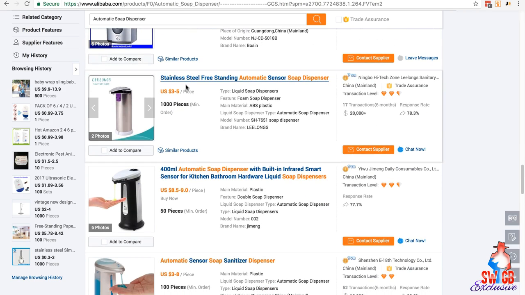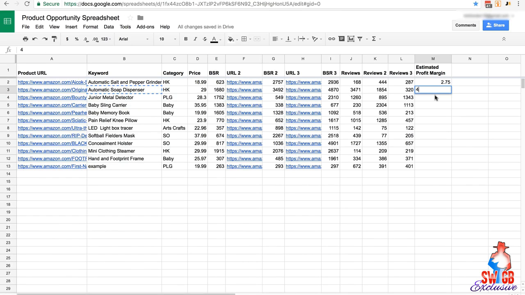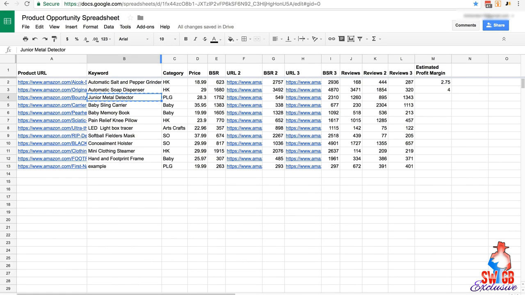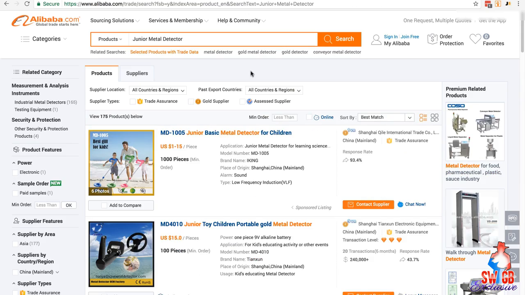Maybe find one more. There's another similar one here, $3 to $5. So again, we're looking at $4 average. So I'm going to be happy with $4. So I'm going to go back and put $4 in. Do one more example, and don't overthink this. You just want to be getting a rough idea of the estimated profit margin.